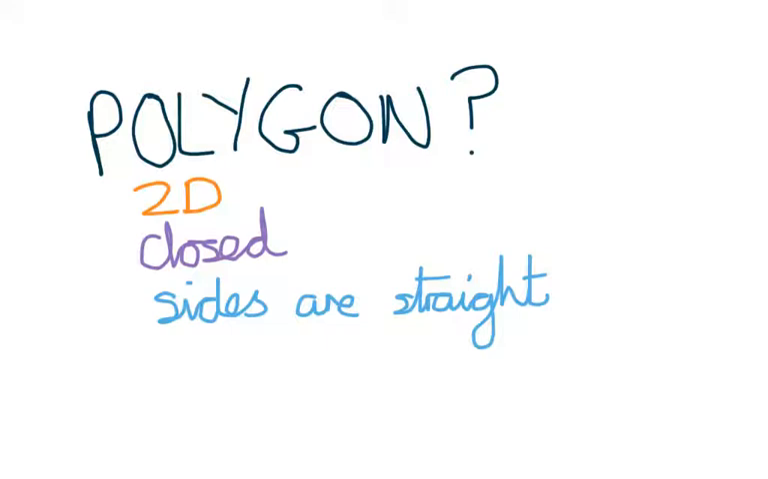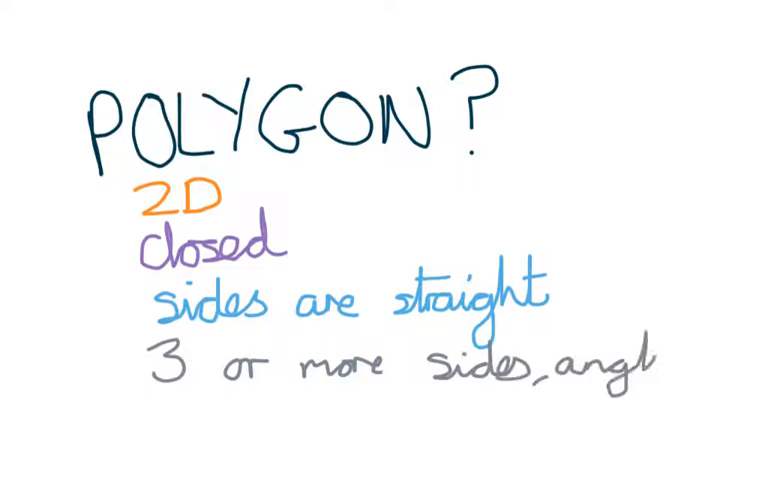And it's got at least 3 sides and angles and vertices. 3 or more sides, angles and vertices. Excuse the handwriting. That really doesn't look like vertices, does it?